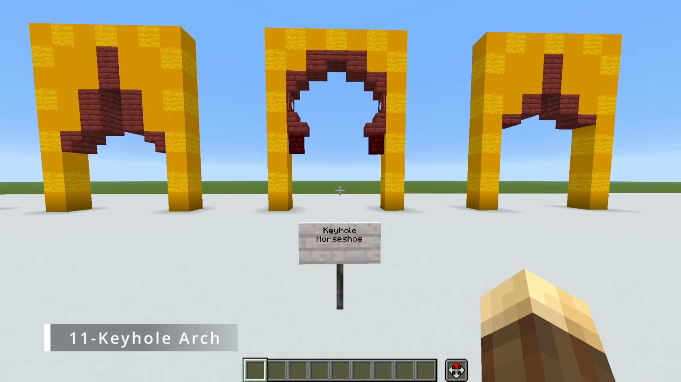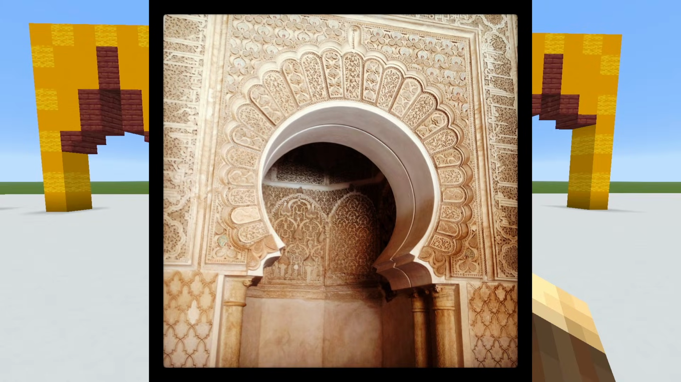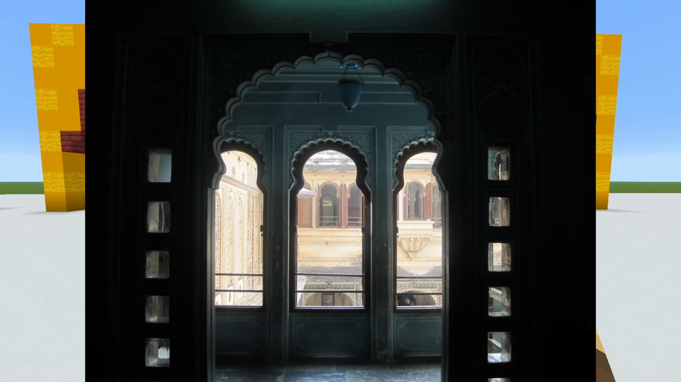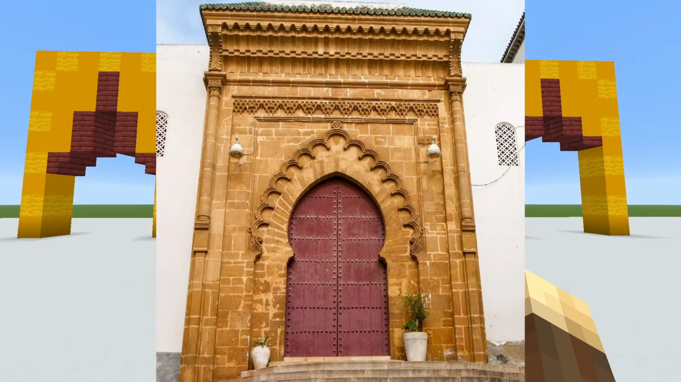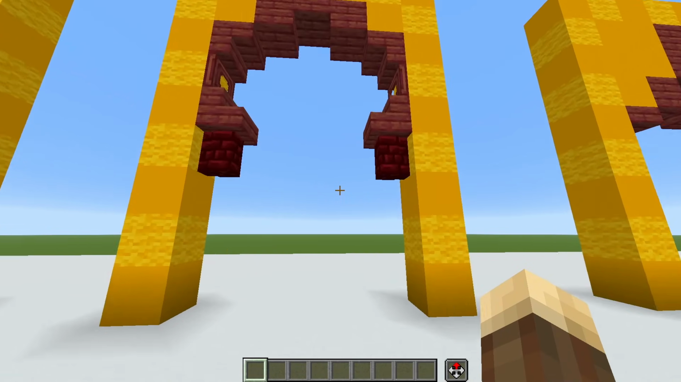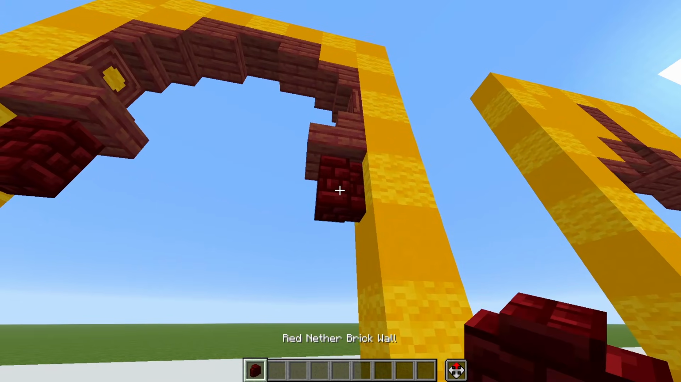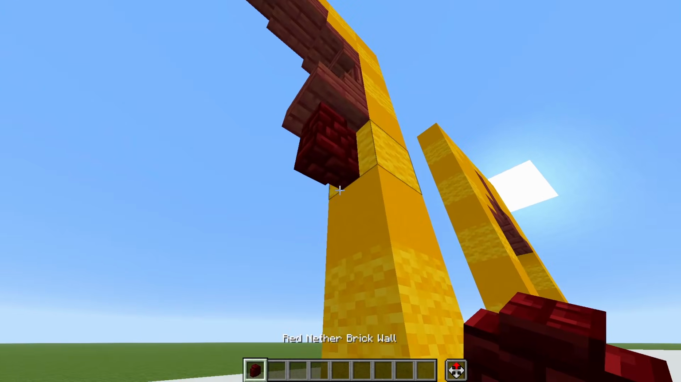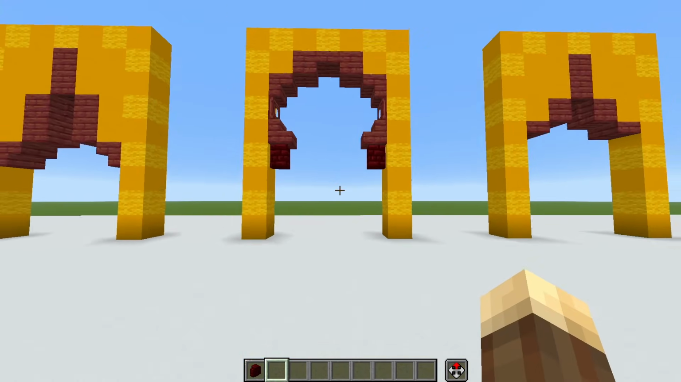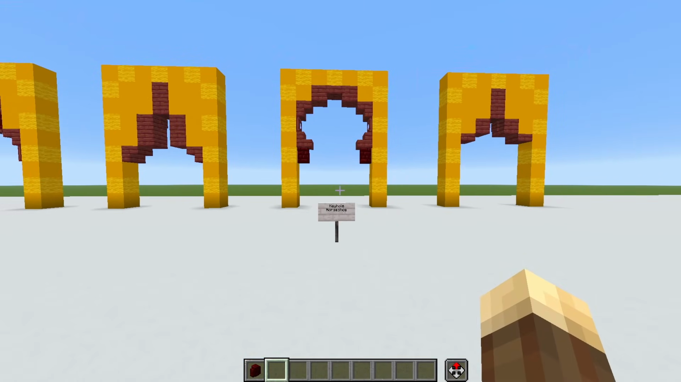At number 11, we have the keyhole or horseshoe arch. This one is often associated with the Middle East, again, like the OG arch, as well as with India. And you can actually combine these two, so you can make a pointed horseshoe arch. And if you want to get crazy with it, instead of bringing out these red nether brick walls here, you could bring out this yellow wall, bring it to this level, and sort of close off the whole thing a little bit more to have a narrower archway.